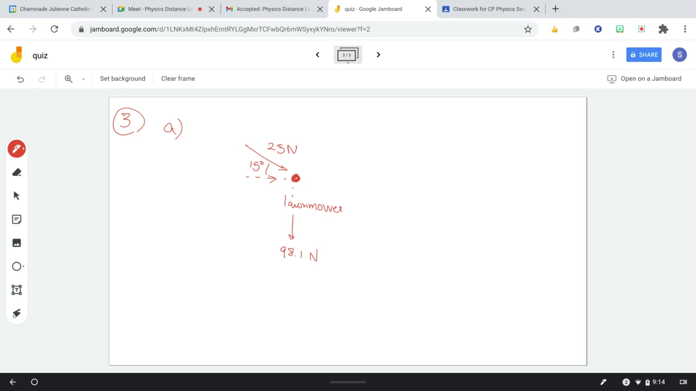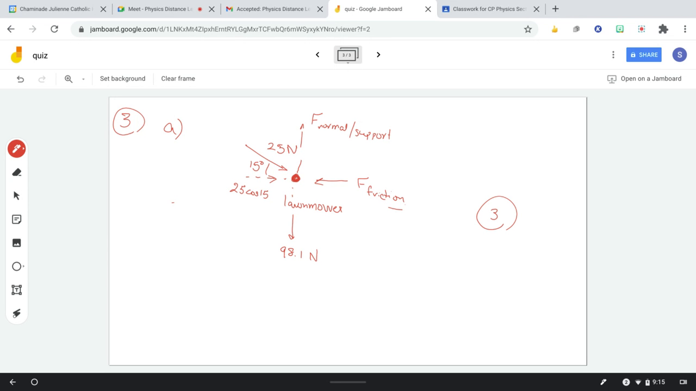15 degrees, so 25 cosine 15, and then there would have been an additional support here, so F normal or F support, and then since this is acting this way, there would have been some sort of frictional force here, or resistive force. Now all of this would have gotten you 3 points here.